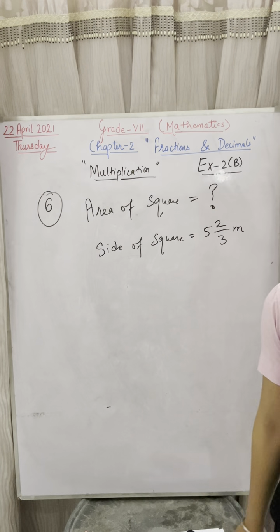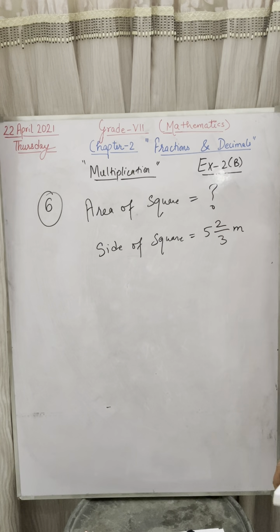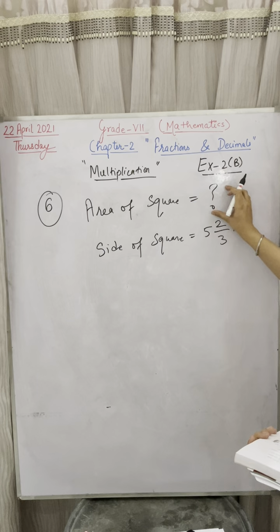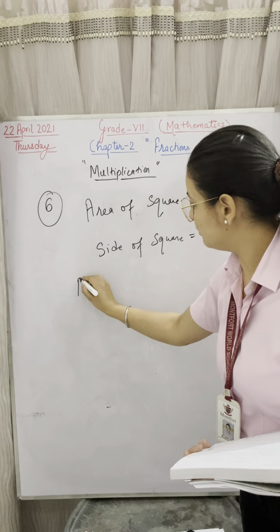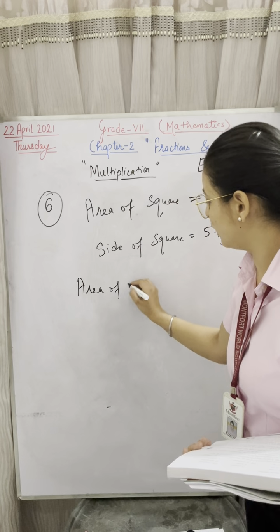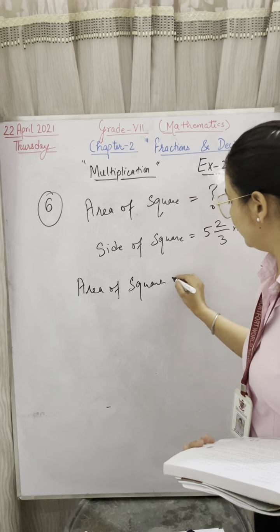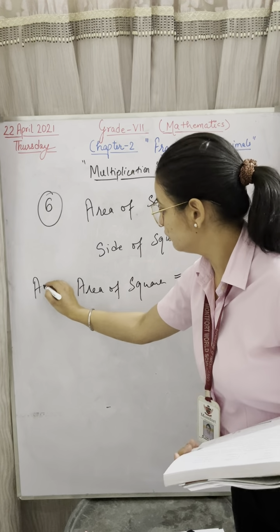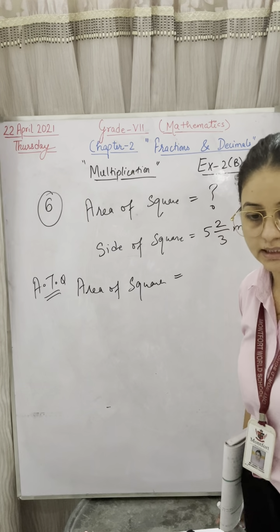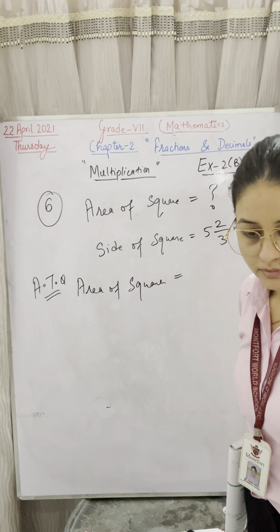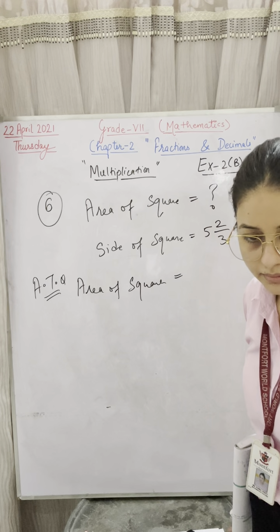Gatik, 7th awesome. Stop talking. Area of square you have to find out. Side of square is given. So first of all, everyone tell me the area of square. Tell me the formula of area of square. Everyone. It's very, very easy. Very good, Tanisha. Very good.